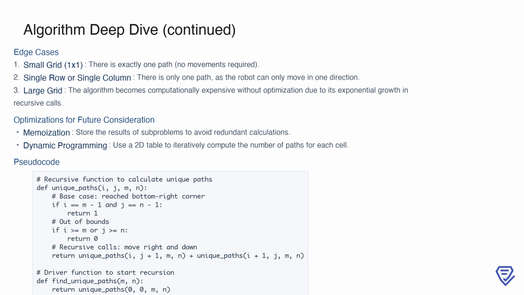The recursive function starts by checking the base case. If the robot has reached the bottom right corner, it returns 1. If the robot moves out of bounds, it returns 0. Otherwise, the function recursively calculates the number of paths by moving right and down, and then sums these results to determine the total number of unique paths.